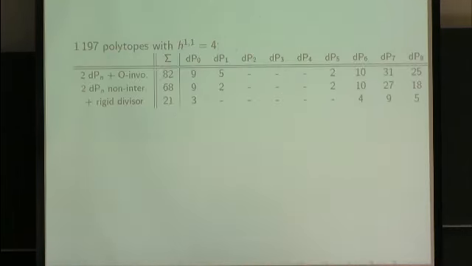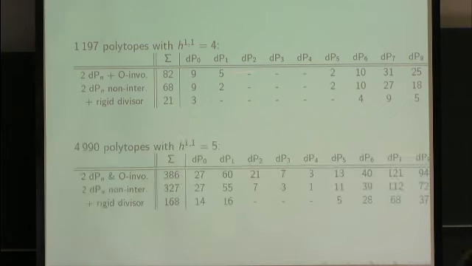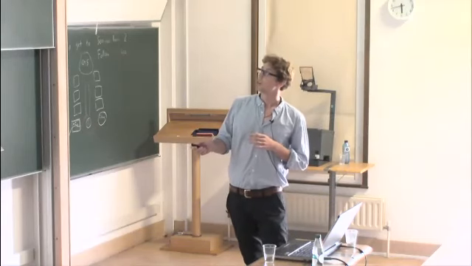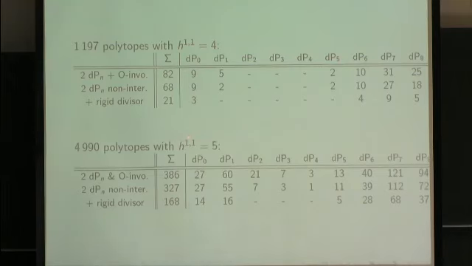Okay, 5 minutes. So this is the result that we obtain. In the case of h^{1,1} equals 4, we obtain in the end 24 examples that met our constraints. So two del Pezzos, they are not intersecting, and the further rigid divisors, and this is split up for the del Pezzos. In the case of h^{1,1} equals 5, we obtained 168, and here we started already from 5,000 examples.